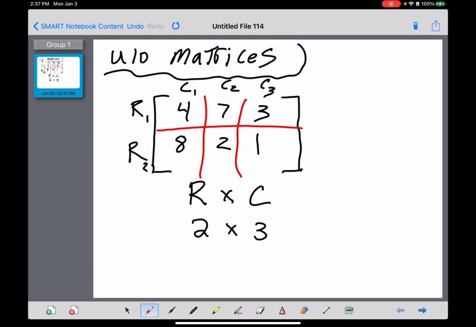Now, we want to be able to do things with these as well. We want to be able to add them, subtract them, multiply them. We want to be able to do all of these different things with them.